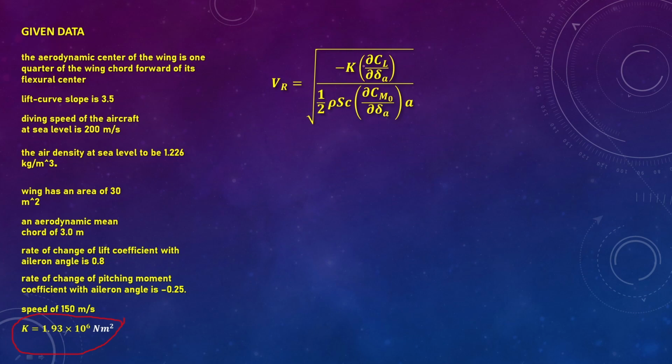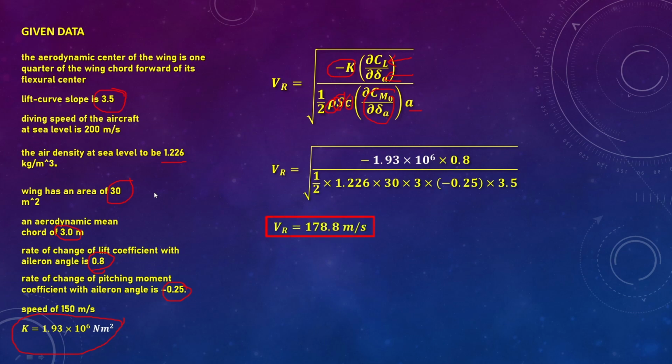Let's put this value here. Change in lift coefficient due to aileron deflection, right? This one is 0.8, and this term here is negative, minus 0.25. Then this is given, which one is this one? It's given as 3.5, and we have rho given as 1.226, S is given, and C is also given, right? C is the chord, and wing area is 330. Okay, so put those values and you get a beautiful answer.